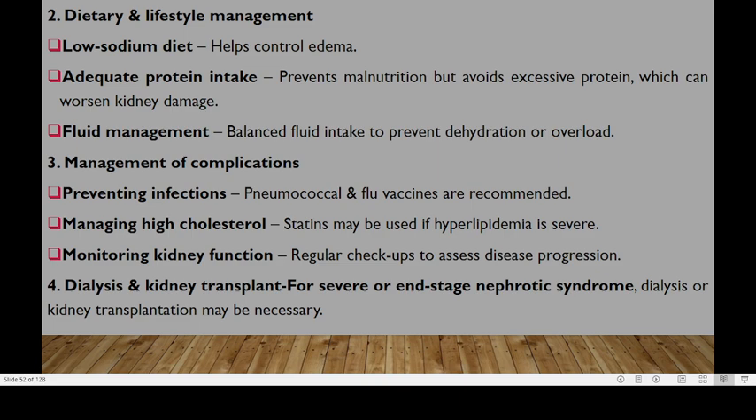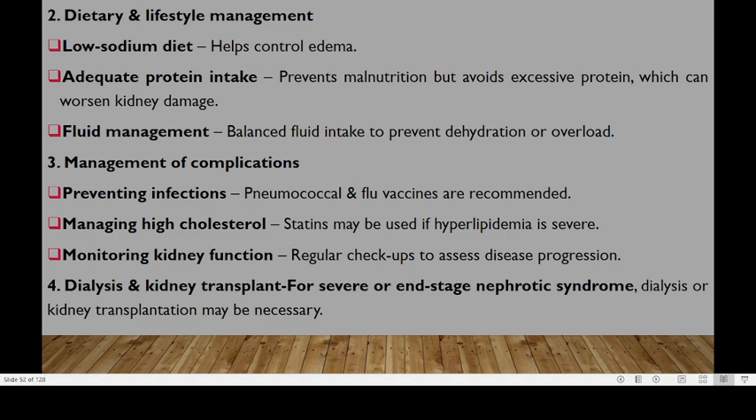Dietary and lifestyle changes include low sodium, which, as you have said, is going to control edema. Adequate protein will also help to prevent malnutrition, but you need to avoid excessive protein, which can worsen the kidney damage. Fluid management. So you need to have balanced fluid intake to prevent dehydration, at the same time overload. So you have to balance between those two.